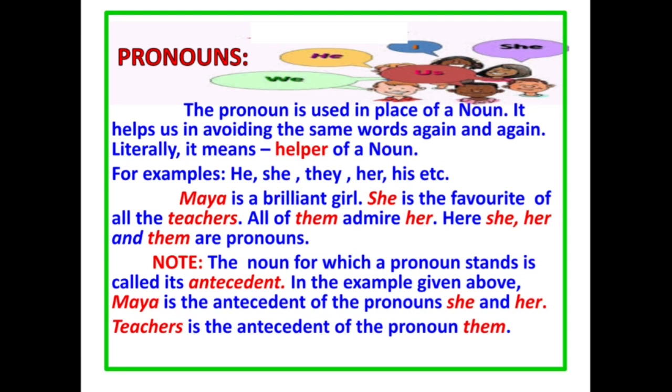Maya is a brilliant girl. She is the famous of all the teachers. All of them admire her. Here, she, her and them are pronouns. Note: the noun for which a pronoun stands is called its antecedent. In the example given above, Maya is the antecedent of the pronouns she and her. Teachers is the antecedent of the pronoun them.